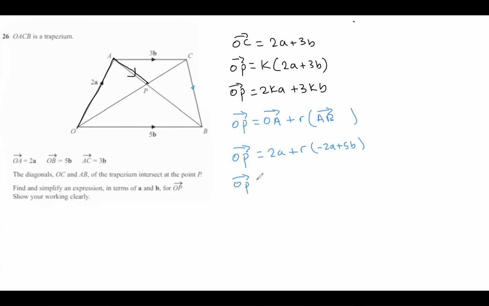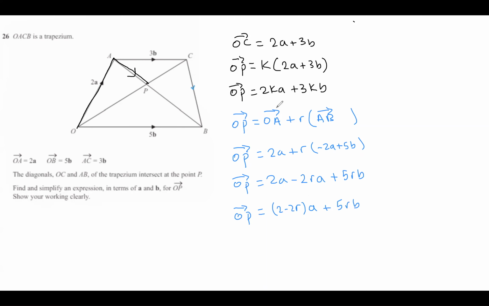So then OP is equal to 2a plus r(-2a + 5b). And once again, notice here we've got our a terms, so we want to factor out the a. Again, keep the a on the right-hand side of your bracket, just so it's easy to see what the coefficient of a is. So OP is going to be equal to, we factor out an a, and then we get 2 minus 2r.